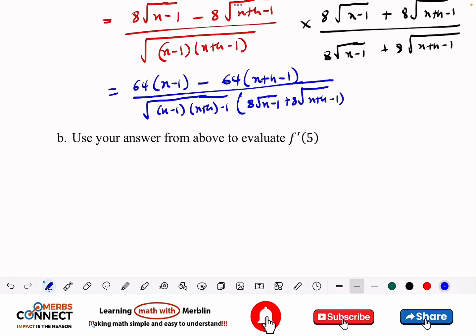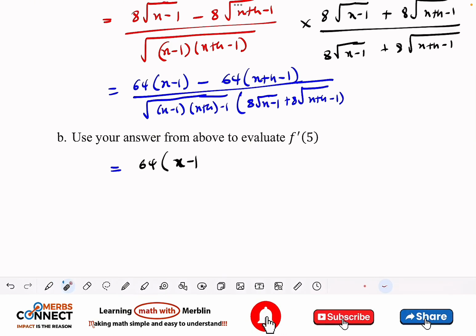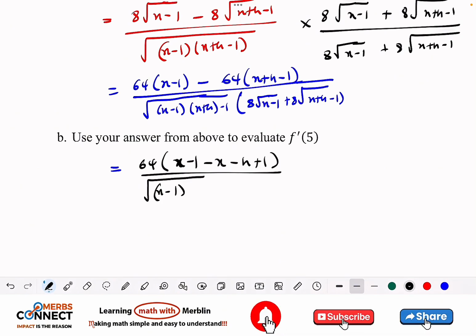Good. So let me just still go down here. So the top, when I factor 64 out, it will be left with x minus 1 in the bracket here. And when I factor 64 out here, this one will be left with minus times everything here. So I'm going to have minus x minus h plus 1 divided by the whole of the denominator, x minus 1 times x plus h minus 1 times 8 square root of x minus 1 plus 8 square root of x plus h minus 1.